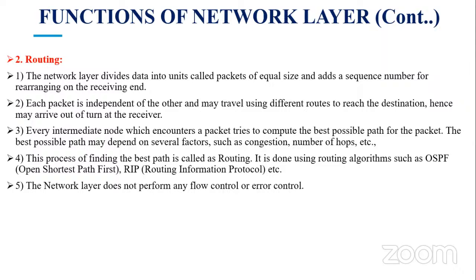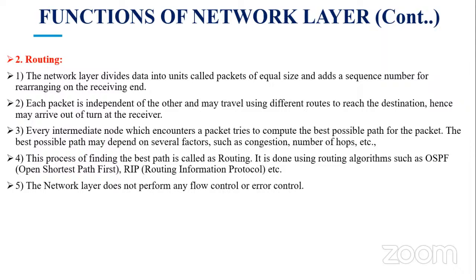So if a packet is missing, or a packet has arrived. That's it. On the receiver side, all the packets will be arranged in the correct manner in order to display the original message. Each packet is independent of the others and may travel using different routes to reach the destination. I have discussed, no, some packets will go one way and some packets another way. Ultimately, they will reach the destination and be arranged in the correct manner. Getting my point, friends? Yes, sir.